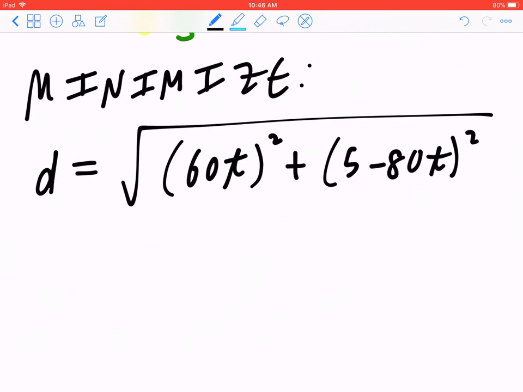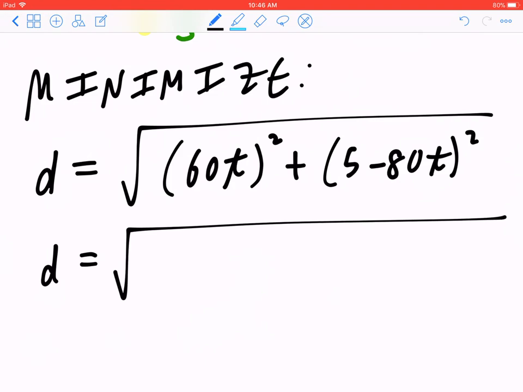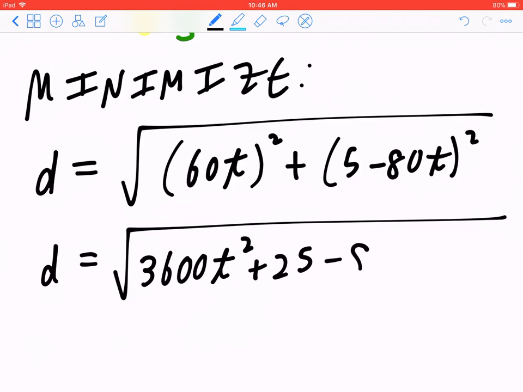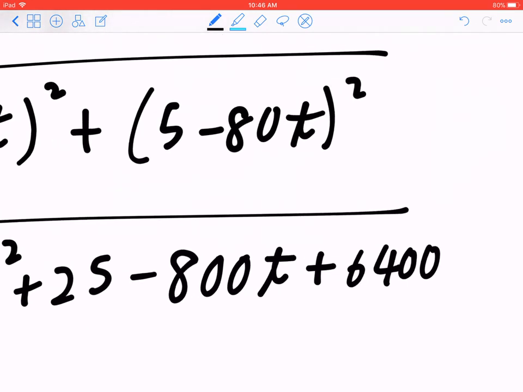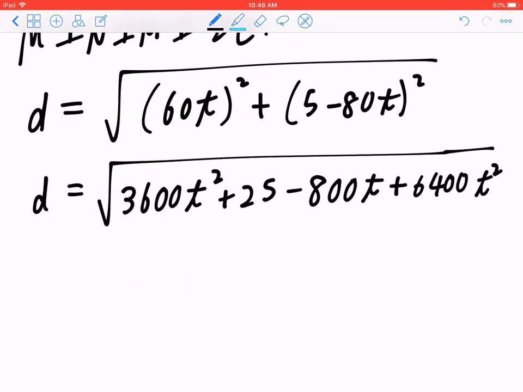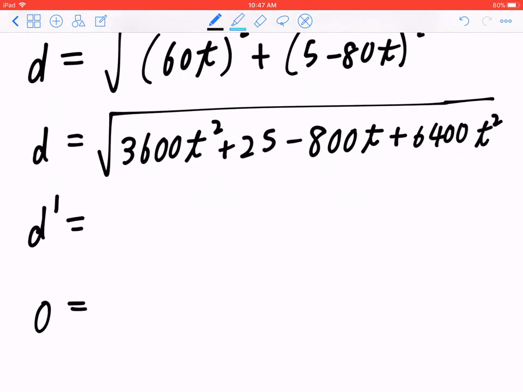Again, at this point, you can expand this first. So this becomes 3,600 t squared plus 25 minus 2 times 5 times 80, so 800t, plus 6,400 t squared. Now we can differentiate this, set it to 0, solve for t.